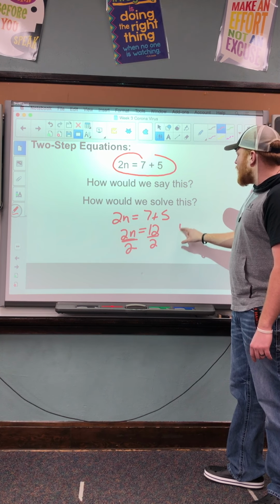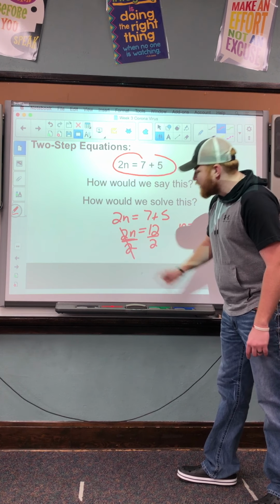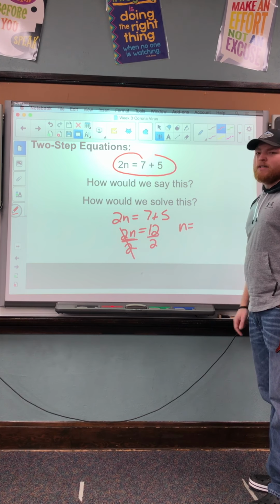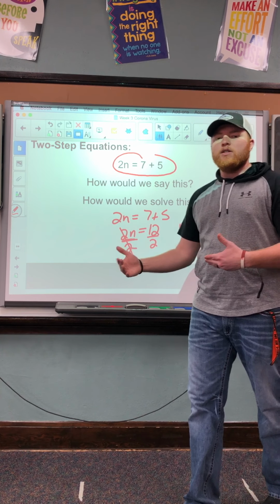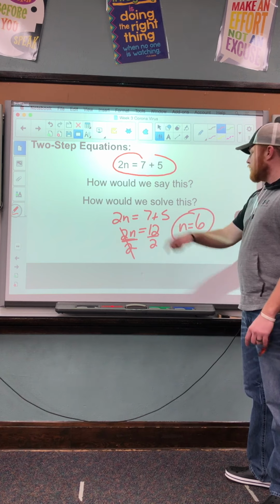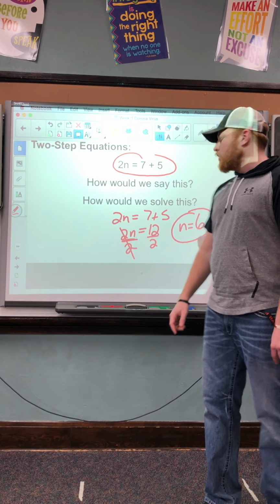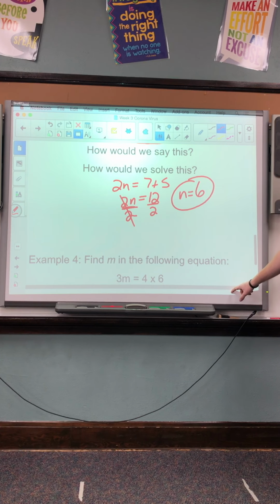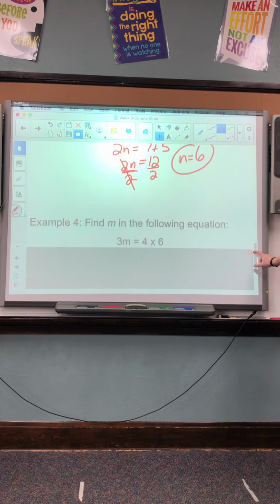Okay, so then you have n, because that cancels out, n equals 12 divided by 2, so 2 times what is 12? It'd be 6. So that's our answer. Okay, so n equals 6. So that's our first example.